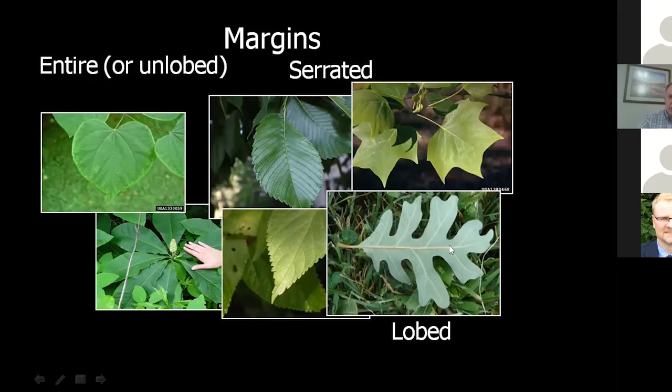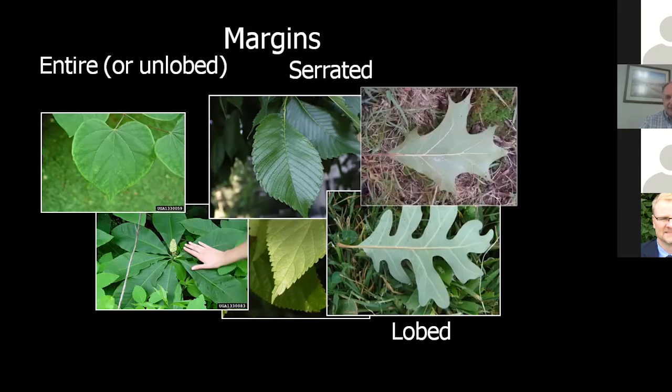Now, this is one of the oaks, and this is a yellow poplar. This is the indentation right here, and this is the lobe part of it, all right? So we now have an entire, serrated, and lobed trees. Again, hopefully, at the end of this, the roadmap that you're going to see will eliminate all this confusion of trying to remember all this. You don't have to remember anything.